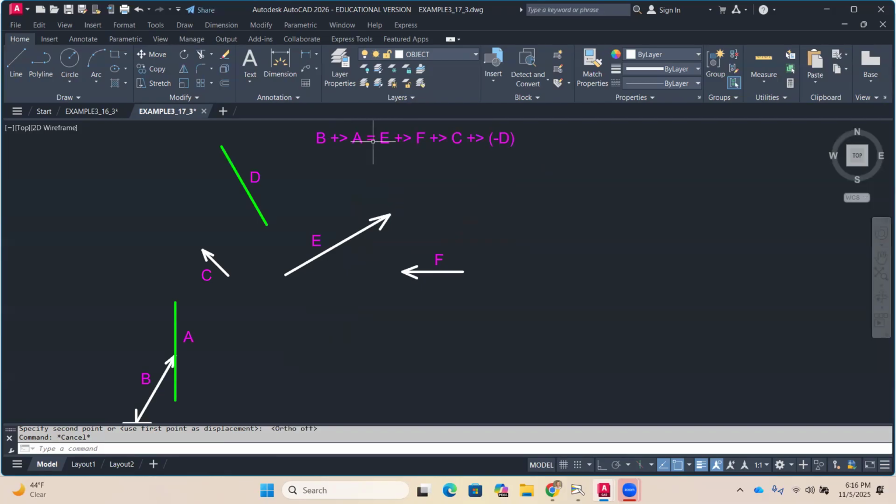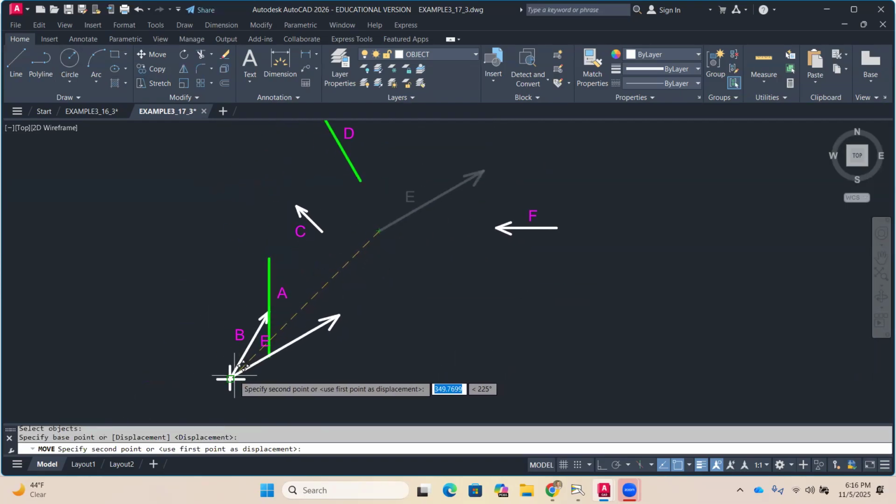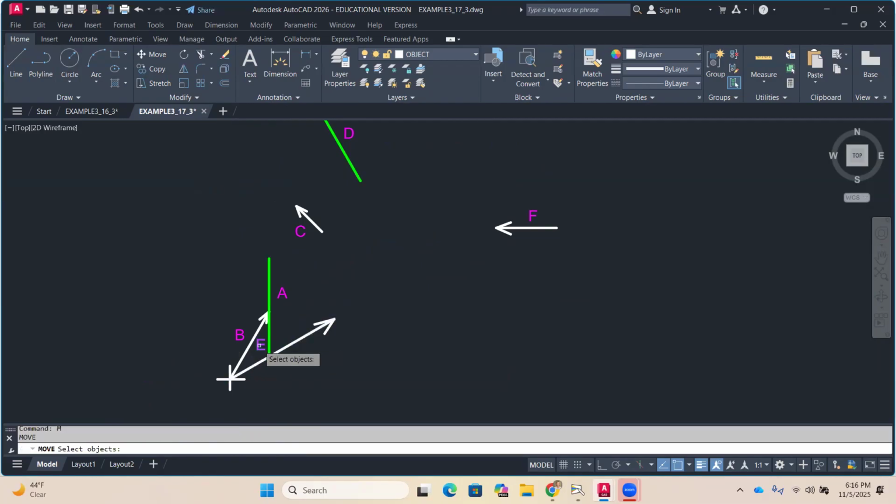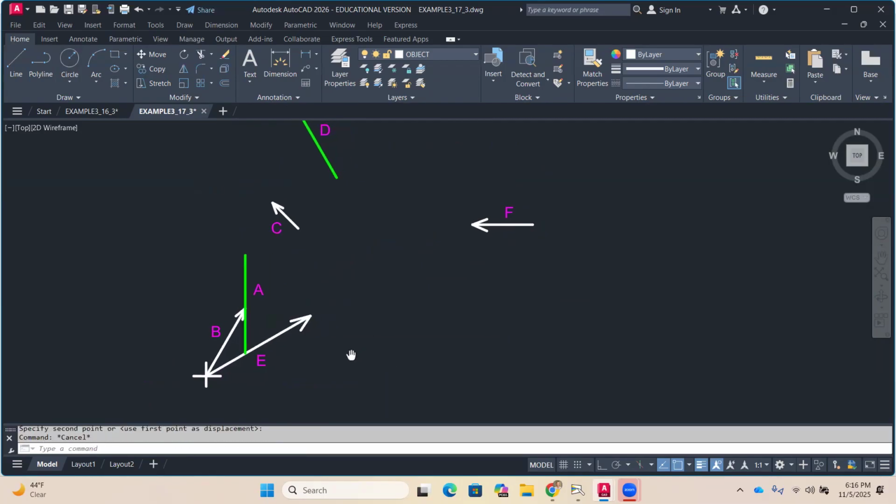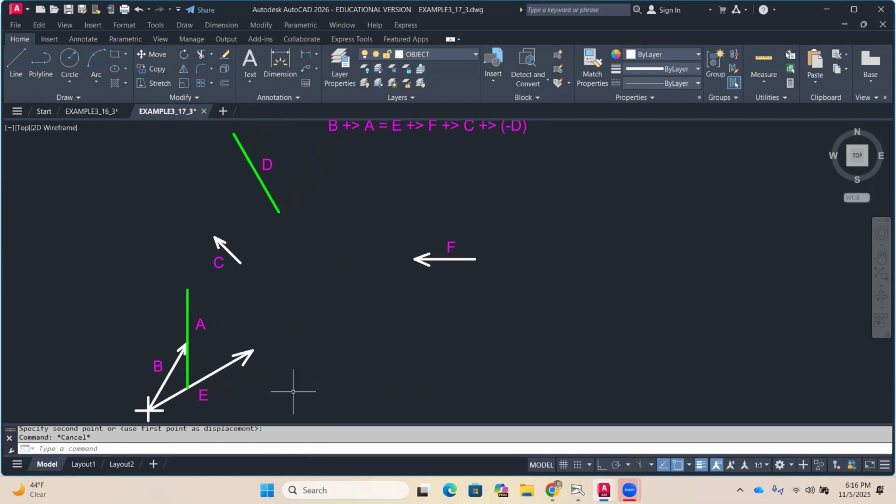Now I'm going to cross over the equal sign, which means I'm going to start back at the origin and place my first vector. I'm going to move E, and I'm going to start with its tail at the origin. So obviously I got to move this here. Don't worry about the A line. We'll deal with that in a little bit.